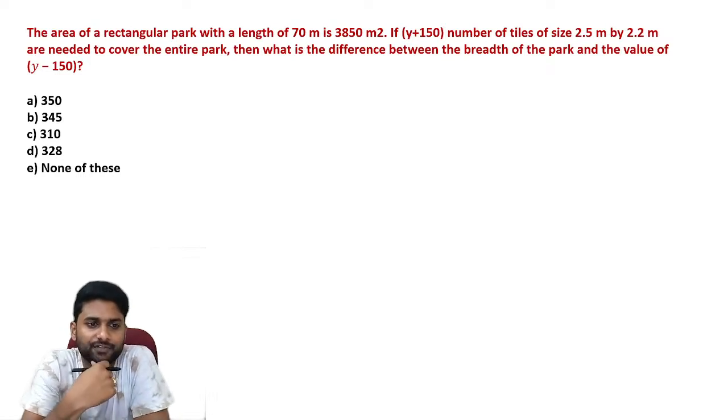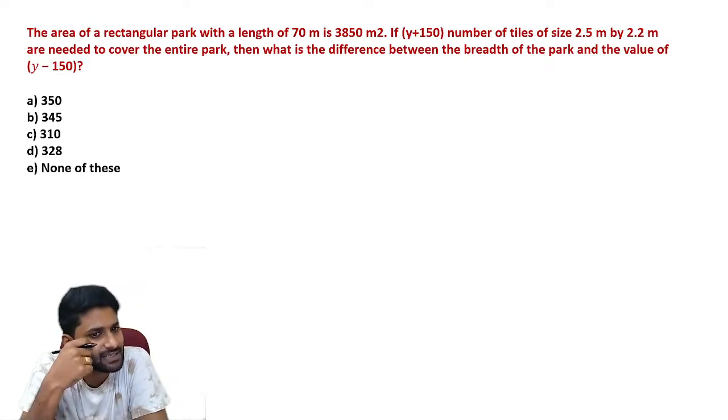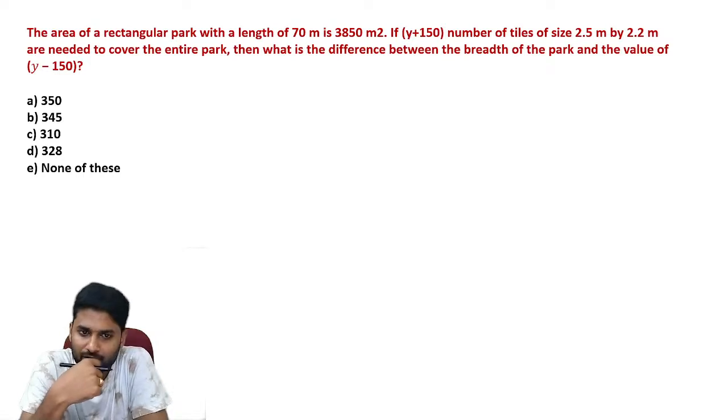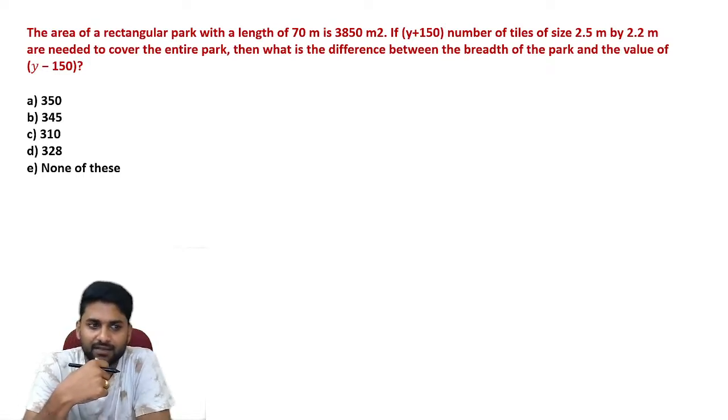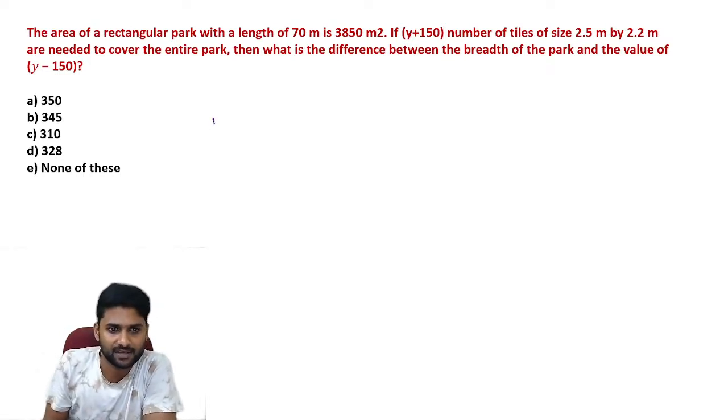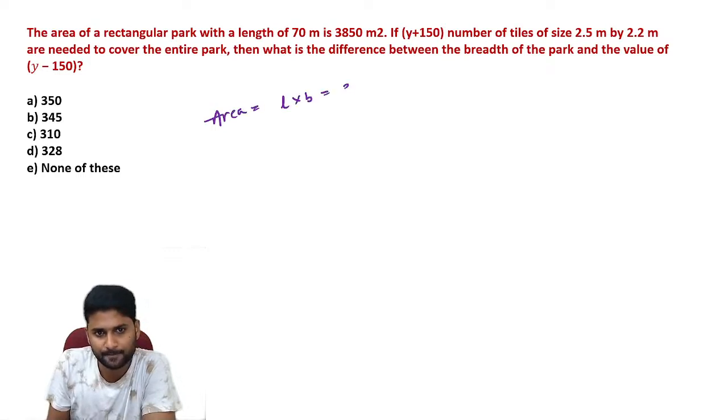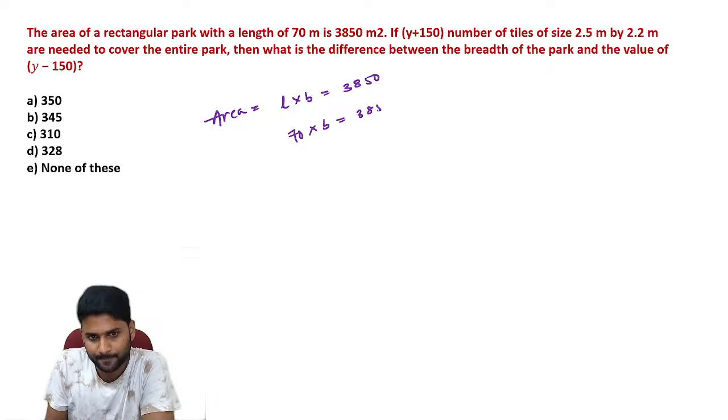Now see, the area of a rectangular park with length 70 meters is 3,850 square meters. If y plus 150 tiles of size 2.5 meters by 2.2 meters are needed to cover the entire park, then what is the difference between the breadth of the park and the value of y minus 150, guys? Here the area is length into width, 3850, and we know that the length is 70. Let's find the breadth value.